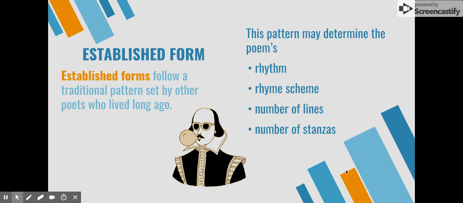Established forms follow a traditional pattern. So other poets who wrote long ago, like Shakespeare, would have written poems and then other people follow that pattern. Things like rhythm, rhyme scheme, number of lines, stanzas, those are all part of form.